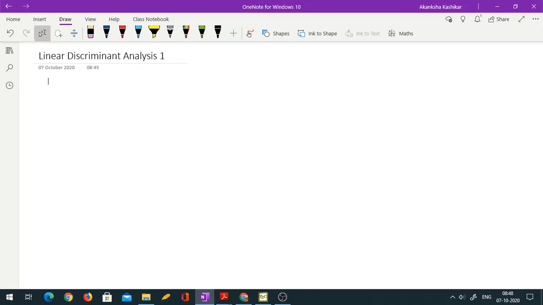Hello everyone. Today we'll be discussing linear discriminant analysis. Discriminant analysis is basically a supervised learning technique. There are two types of discriminant analysis, linear and quadratic. We'll be starting with linear, and we will start with the simple case where we have only two populations.